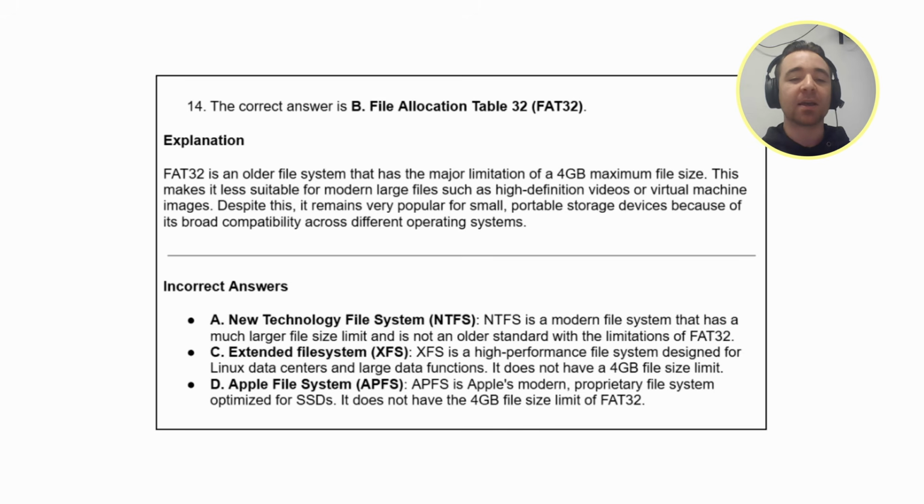The answer is FAT32, or File Allocation Table 32. So again, remember, FAT32 has that 4 gigabyte file size limit. You do need to know about that. All right, and pause and read if you want to see what the other answers mean in the explanation, but that was the giveaway, the 4 GB file size limit.